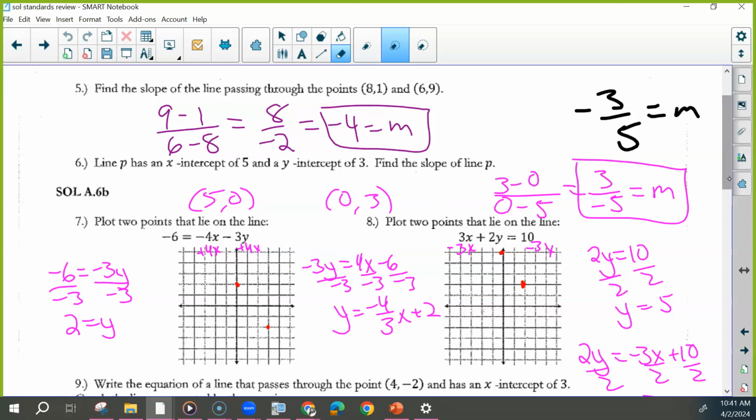For 7 and 8, you had to plot 2 points on the line, so you could have put that into Desmos and just found 2 points. The 2 points I have for number 7 are 0, 2, and 3, negative 2. For number 8, 0, 5, and 2, 2. So again, make sure you have the points. The work is not necessary.